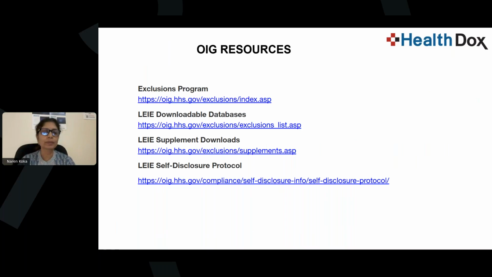Here are some of the OIG resources for you. The first link gives the details about the exclusion program, and the second link is about the LEIE, the list of excluded individuals or entities. It's a downloadable database, and there are supplemental downloads also, which is the third link. More importantly, if you see any non-compliance, or come across such cases, you can do a self-disclosure at the self-disclosure protocol link, the fourth one.